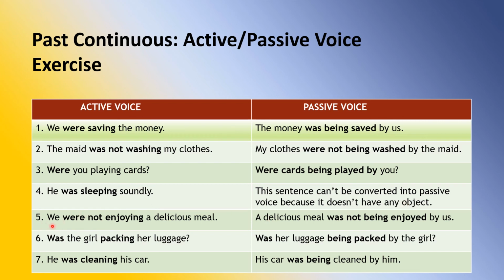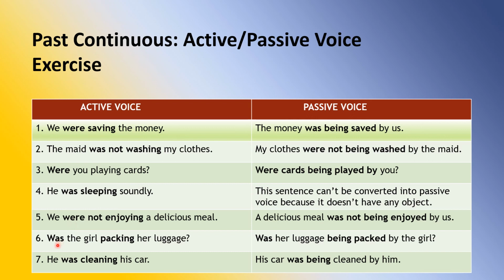Our fifth sentence is: we were not enjoying a delicious meal. Now, a delicious meal will come in the start of your passive voice sentence, and your sentence would become: a delicious meal was not being enjoyed by us. You can see that I have used was as the auxiliary verb in the sentence because our subject was a delicious meal, which is a singular subject. But in our active voice sentence, our subject was plural, which is we. That is why were had been added as the auxiliary verb.